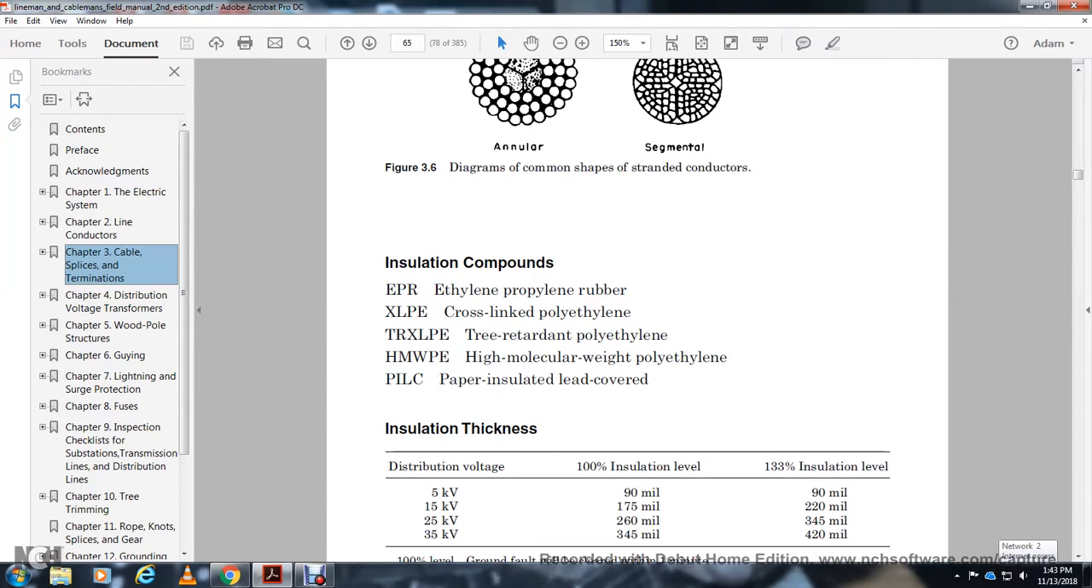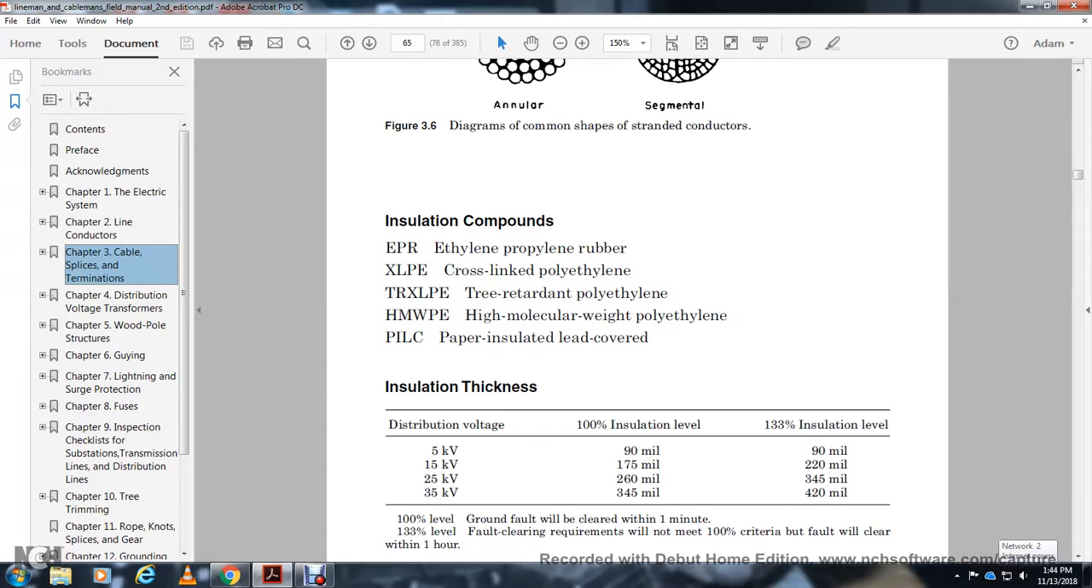Insulation thickness for distribution: 5 kilovolts, 100% insulation level is 90 mils, 133% insulation level is 90 mils. 15 kilovolts, 175 mils at 100% insulation level, 220 mils at 133% insulation level. 25 kilovolts, 260 mils at 100% insulation level, 345 mils at 133% insulation level. 35 kilovolts, 345 mils at 100% insulation level, 420 mils at 133% insulation level.